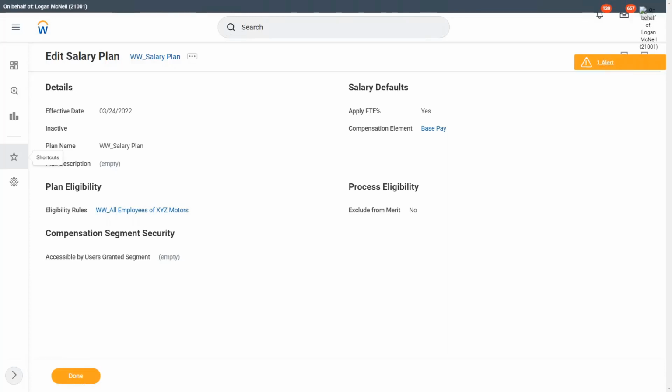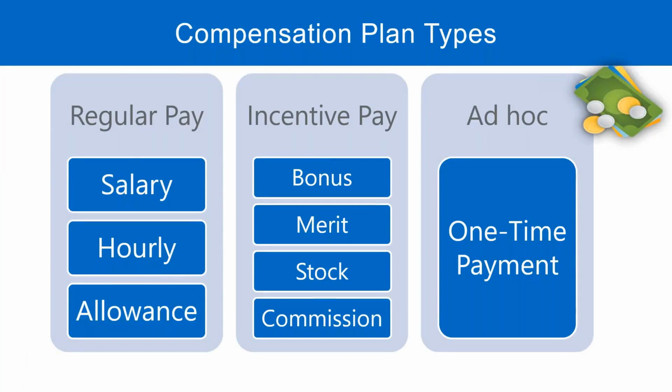So, what were the different compensation plan types? Regular pay, incentive, and ad hoc, correct. So, regular pay. We created our salary plan yesterday. Now let's also create an allowance plan. Let's see how we can create an allowance plan for us.